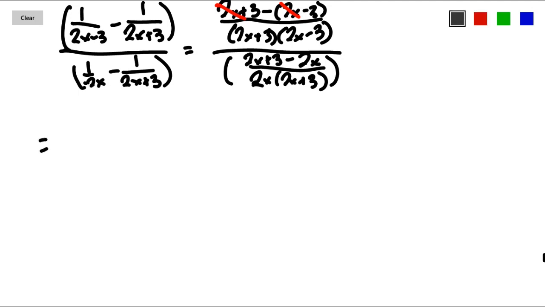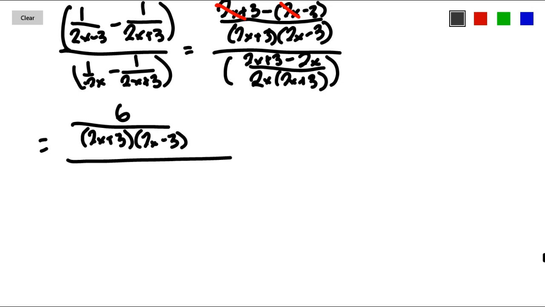So on the top of the first fraction, I have a 6, and this is divided by 2x plus 3 times 2x minus 3. Now for the second fraction, I have a 2x minus a 2x on the top, so they cancel out, and I'm just left with a 3 over 2x times 2x plus 3.